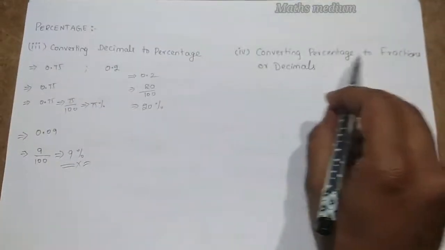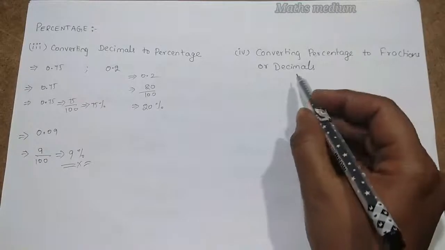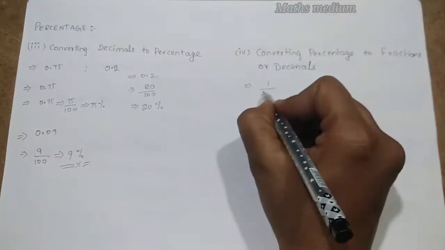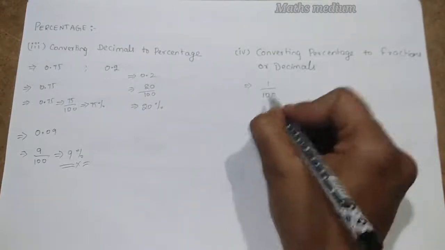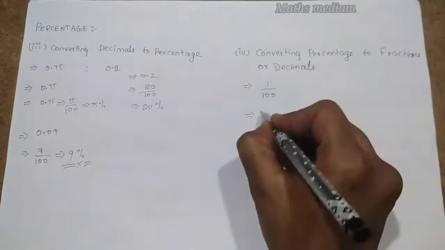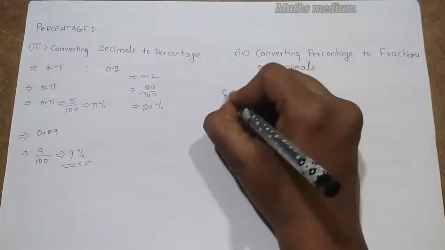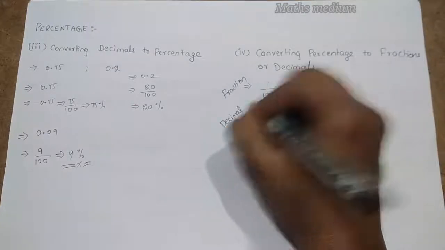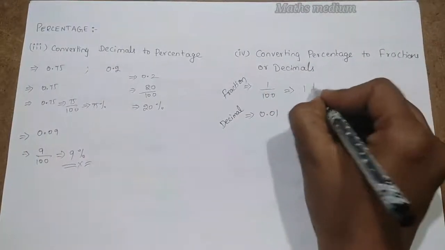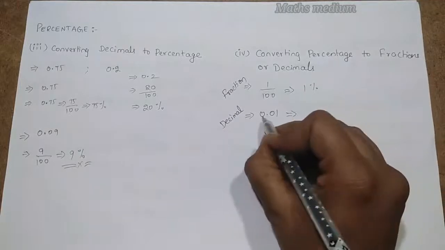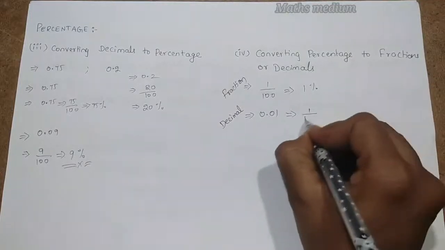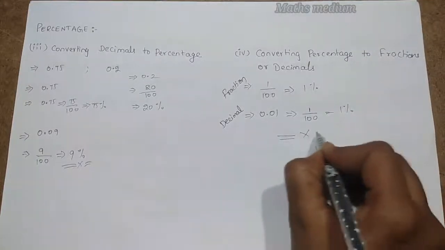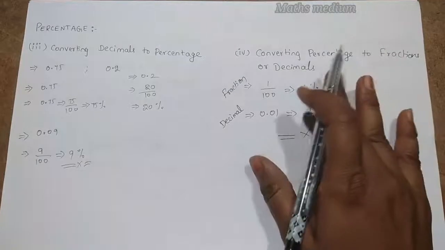Finally, converting a percentage to a fraction or a decimal. This is also the same. If you take one fraction number like 1 by 100 and another decimal number 0.01, this is a fraction and this is a decimal. Now, it is 1%. See, 0.01 means 1 by 100. It is also 1%. So this is about percentage to fraction or decimal.